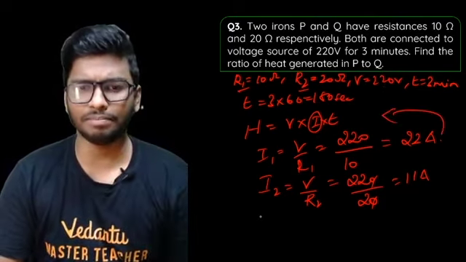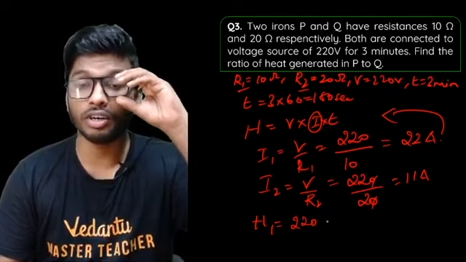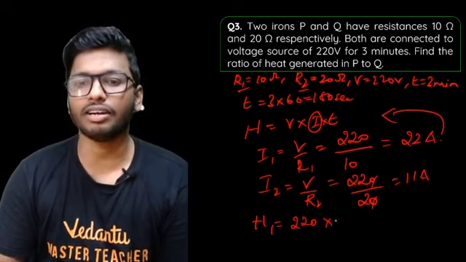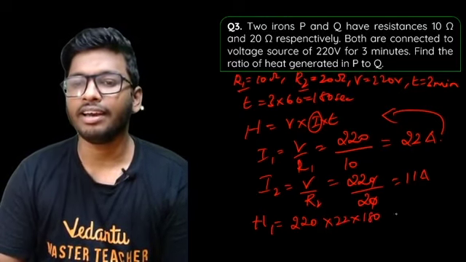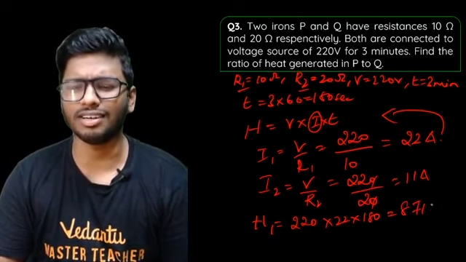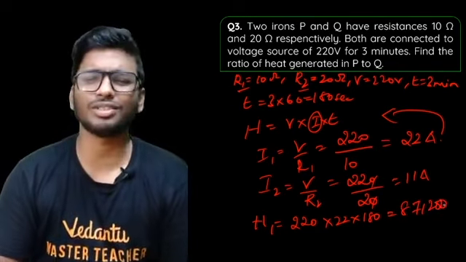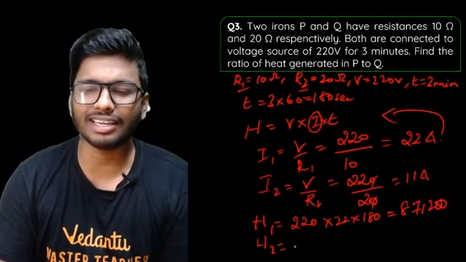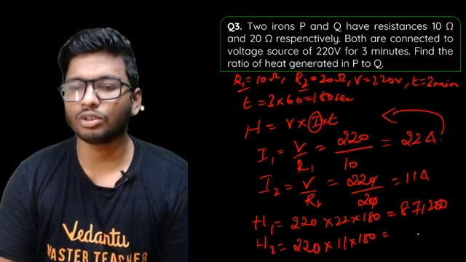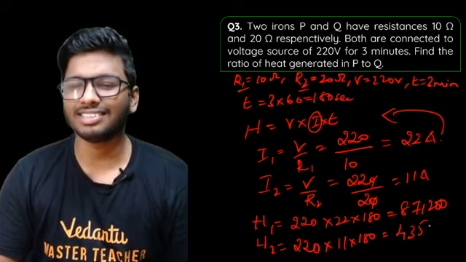For the first one, I'll take it as H1. H1 is equal to voltage, for both the conductors, since they're connected to the same battery, it's 220 volt itself, into the current flowing through the conductor, 22, into the time taken, 180. If you calculate it, you will get a very big value, somewhere around 8,71,200. And if you talk about H2, that is 220 into 11 into 180. If you calculate, you'll get something around 4,35,600. That is what you're going to get.